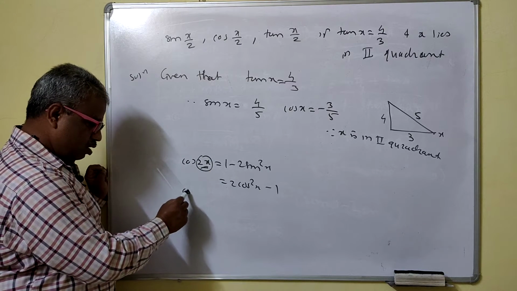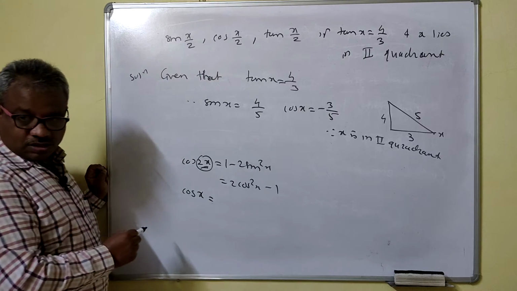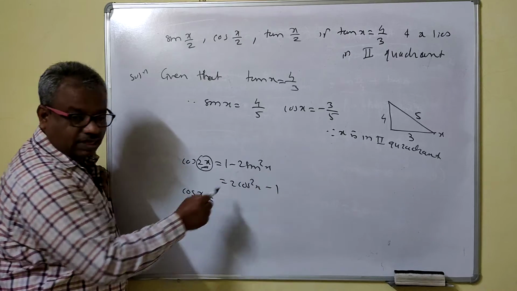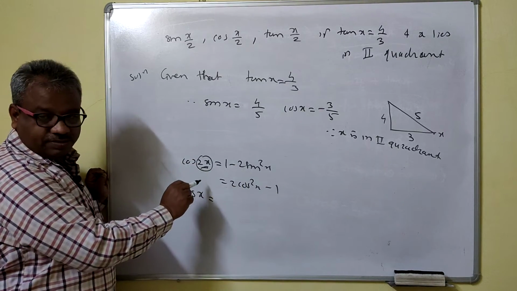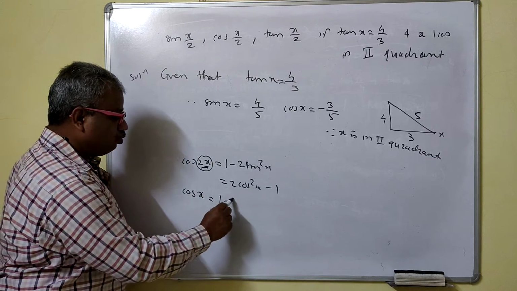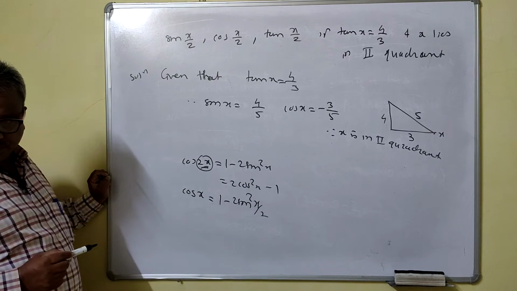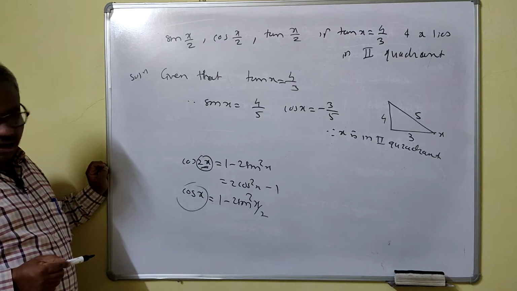So what do we get then? Cos twice x as x means this is your x, and this is the half of it. So if your x is here, half of that will be 1 minus 2 sin square x by 2 here. So you have the value of this one.